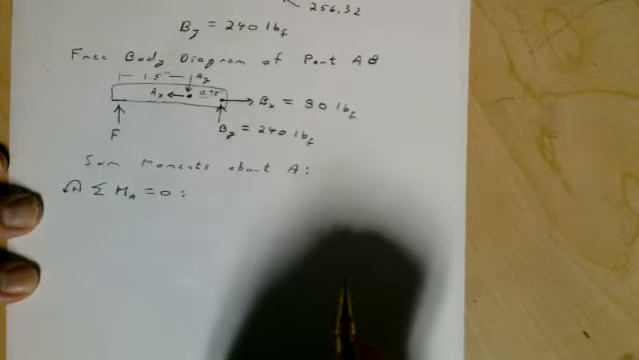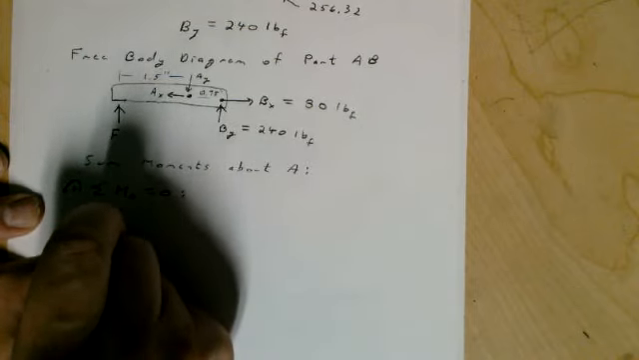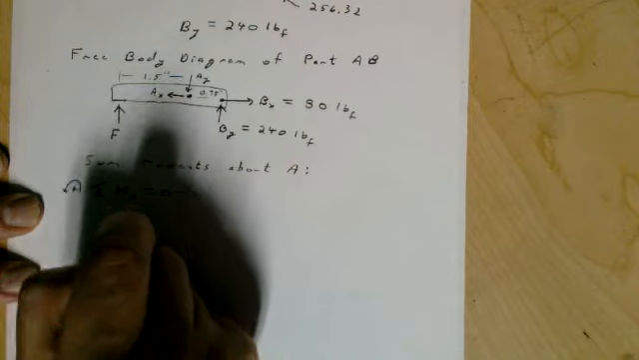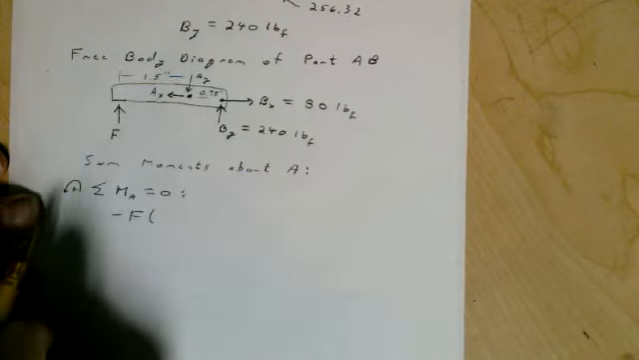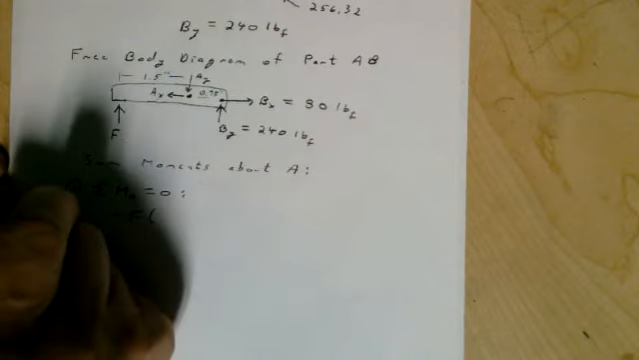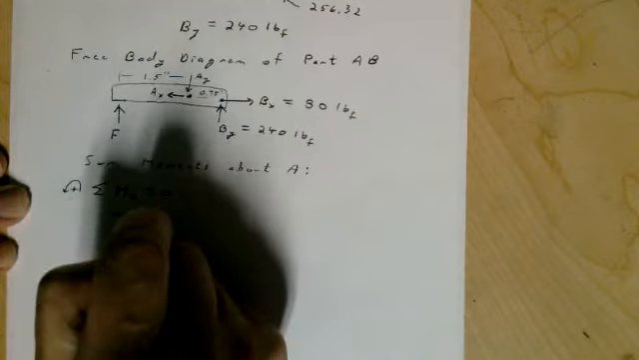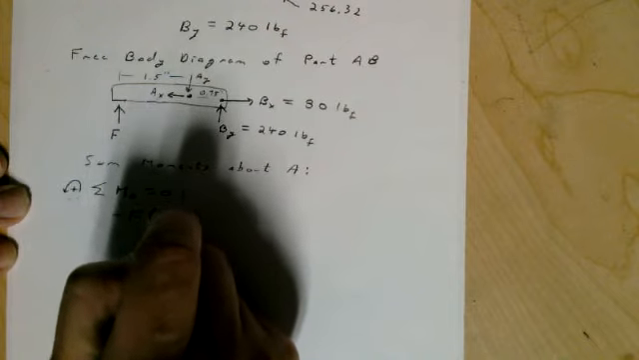And so if we sum the moments about A, you can see the force F is going in the clockwise direction, so it'll be negative. Once again, you can make counterclockwise positive or negative, but just be sure that you note the direction you're using here. I'm calling it counterclockwise positive, so F is going to turn it in the negative direction.